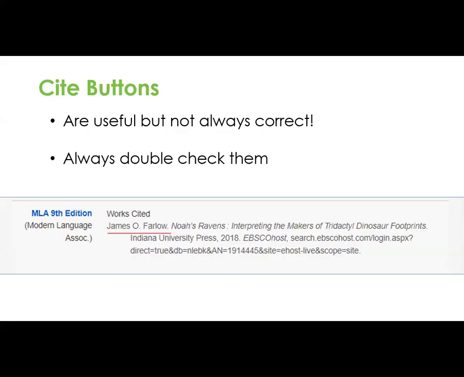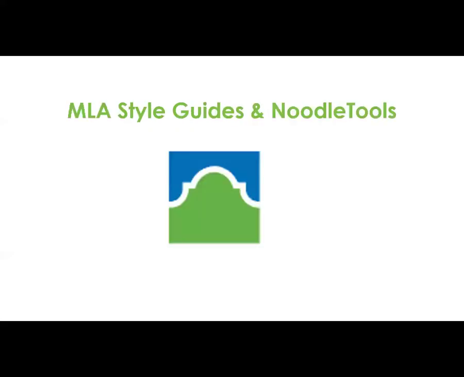I need to make it Farlow, comma, James O. before I turn in my paper, or it would be incorrect. So definitely check those against our citation guides. I'm going to show you where those are in a second. So useful, but beware.